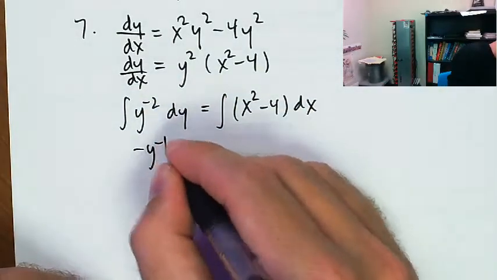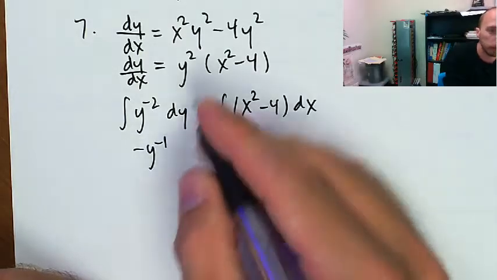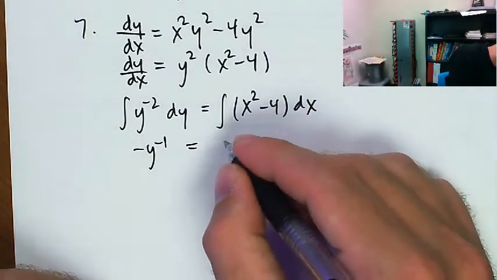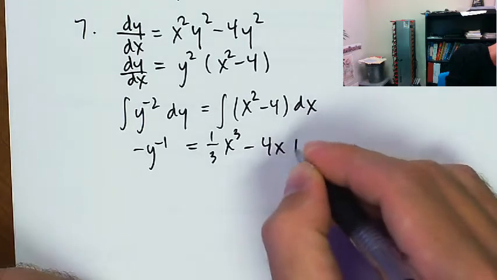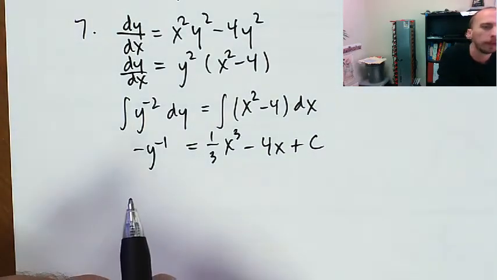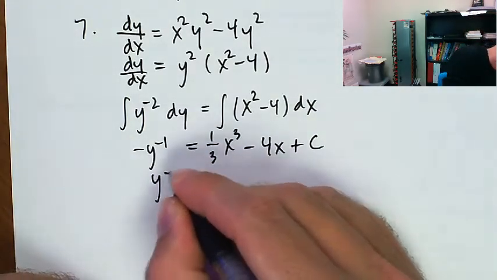Anti-differentiating. Okay. Add 1 to the power, divide by the new power. Add 1 to the power, divide by the new power. Same story over here. Don't forget to plus c. All right, start getting out the y.